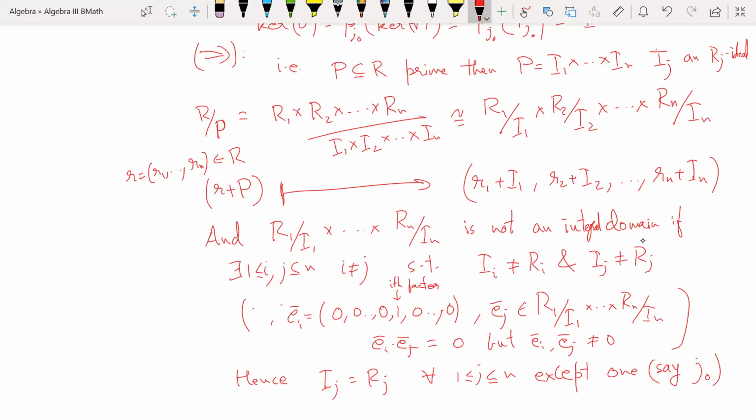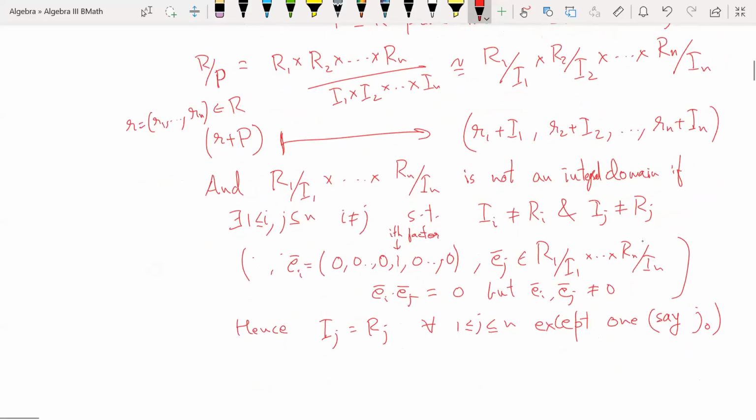So this is what we can conclude, that two of them can't be a proper ideal. So at most one can be a proper ideal, and let's say that that one is Ij naught. Yeah. So once we have this, now then R mod P is the same as Ij naught mod Ij naught, because all the other factors are the whole thing. Yeah, so it becomes just this guy.